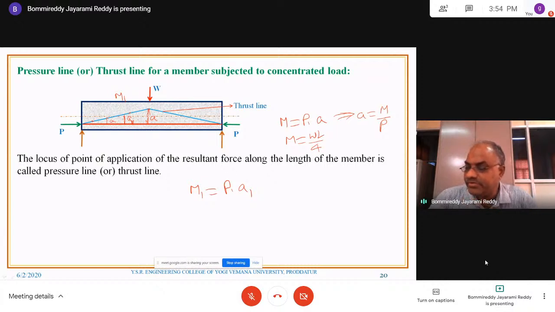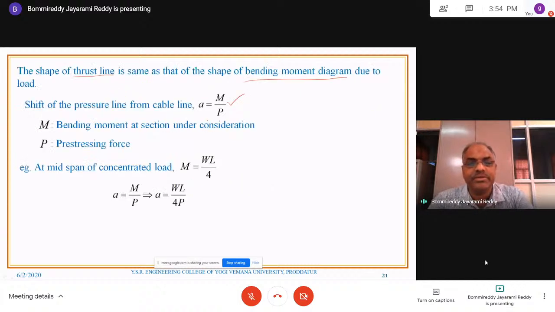And A1 is the shift corresponding to the position of moment M1. So like that you can find out any position, any place, what is the distance of its thrust line from the pre-stressing steel reinforcement.